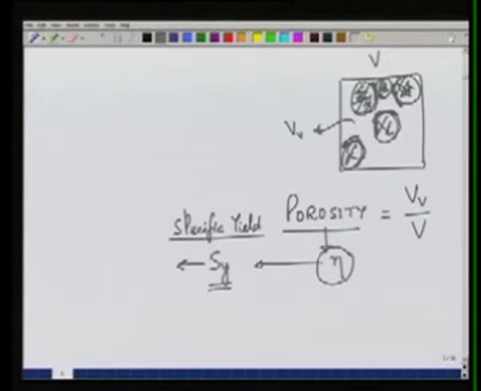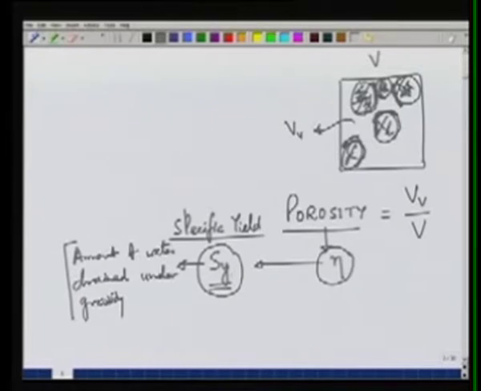formation. So we can define it as the amount of water drained under gravity per unit volume of the formation. So specific yield is the term which is more important to us than porosity. Two soils may have the same porosity, but they may have very different specific yields.